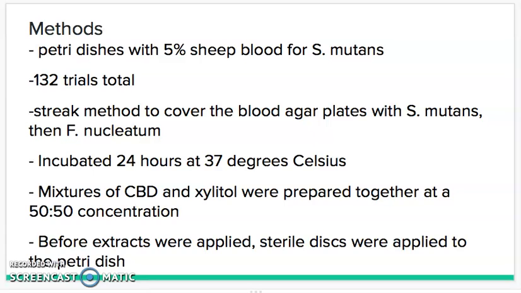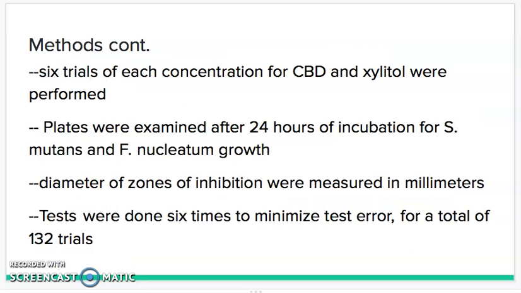To do this, I used the streak method to cover the blood agar plates with the S. mutans and then the F. nucleatum separately, and then they were incubated for 24 hours at 37 degrees Celsius. Then, after I did them individually, I did the mixtures, which were 50-50 concentration of both the CBD and xylitol to see their synergistic effects together. And before the extract was applied, sterile discs were applied to the petri dish for the Kirby-Bauer method. 6 trials were performed for each concentration of the CBD and xylitol, and they were performed together.